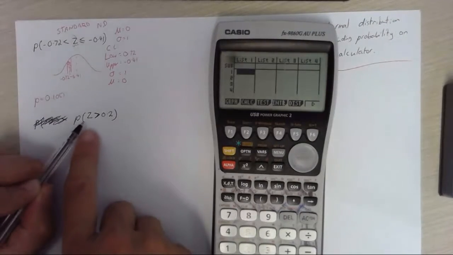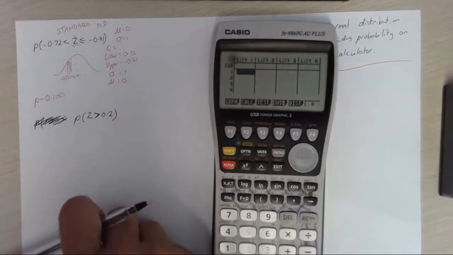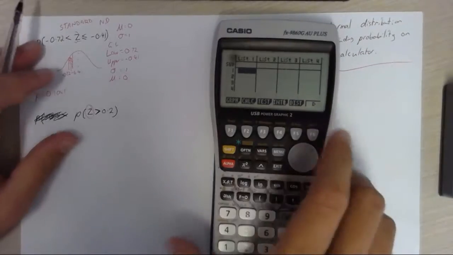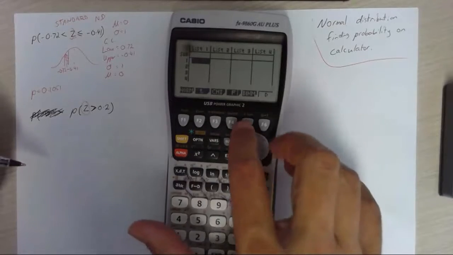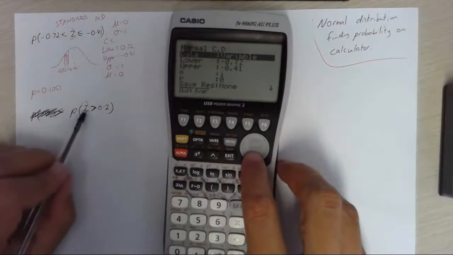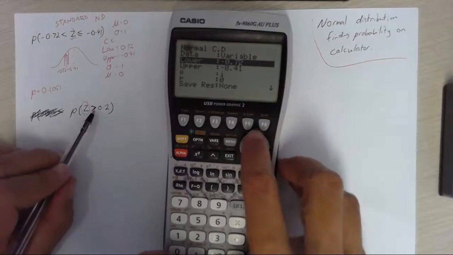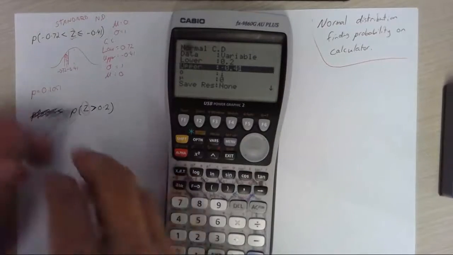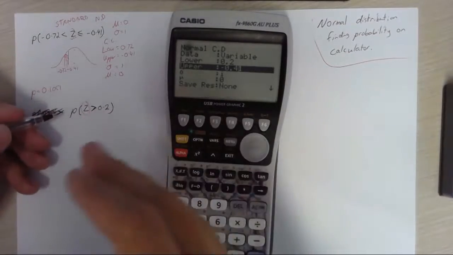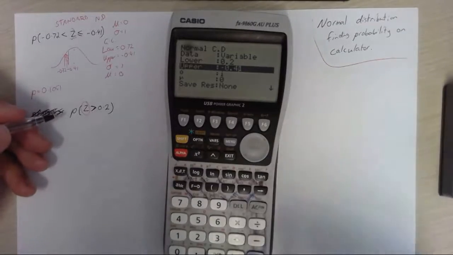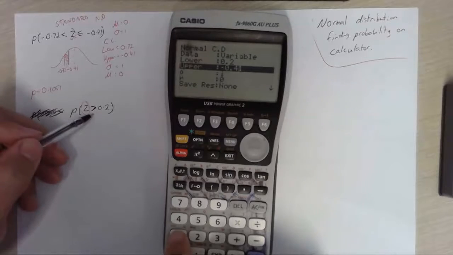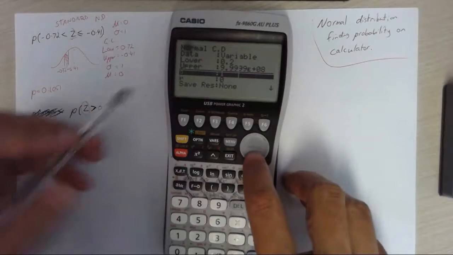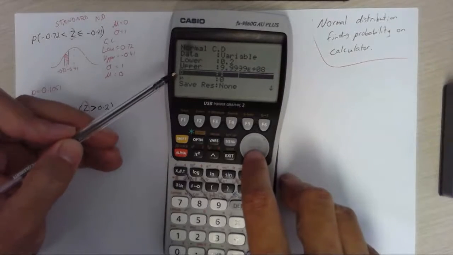Here's another question: the probability that z is greater than 0.2. Now again, the hint is that we've got a z there, so that means that it's a standard normal distribution. Alright, let's jump into it. Distribution, normal distribution, NCD. Now if it's greater than 0.2, we can write in our lower as being 0.2. And then our upper, we're just going to write in a very big number, like 100, a million, 10 million, whatever. So 9999999. That'll do, that's a big number. Mean is 0, standard deviation is 1.